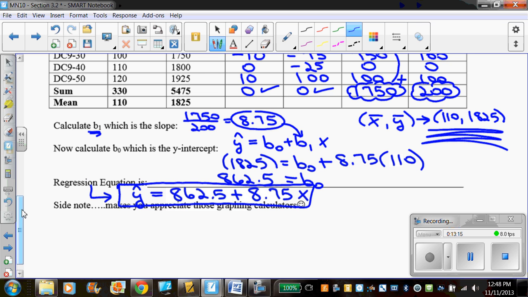Now notice my little side note there. Make sure you appreciate that graphing calculator. We will be using the graphing calculator in the long run, but right now you're going to be working on P7. P7 is using this data, or this idea. So right now you're going to stop this video and you're going to do P7 and ask any questions you have tomorrow at the beginning of class. Thanks for tuning in.